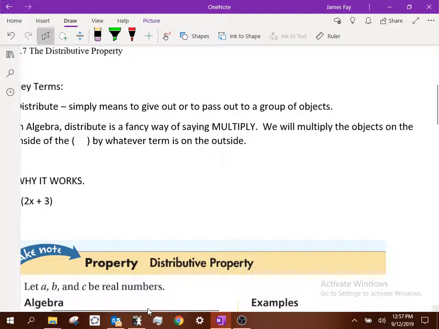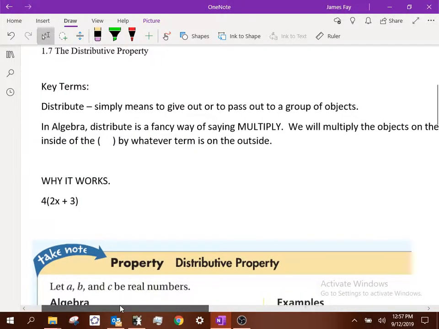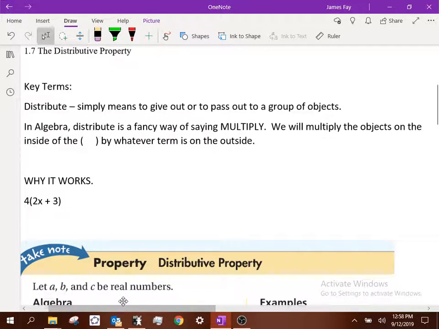So 1.7, some of the guys you've heard of, okay, but it is one thing that tends to, sometimes even though we've done this before or heard of the distributive property before, still cause us to stumble. So I want to make sure we fully understand what's going on here with the distributive property, okay?